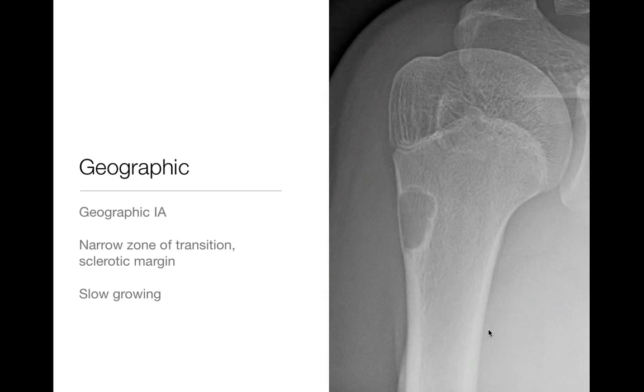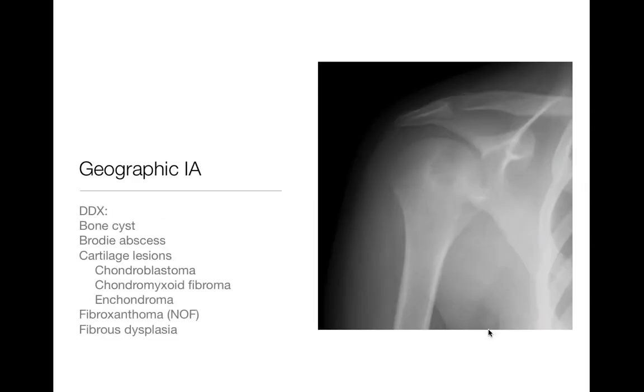So this is a good example we have here in the humerus of a geographic 1A lesion. To properly describe this tumor, we would describe this as a geographic lytic lesion with a narrow zone of transition, a sclerotic margin, which is cortically based in the metaphysis of the proximal humerus. So this is going to be a geographic 1A lesion, and this is a typical appearance of a non-ossifying fibroma. When we describe it as such, we're going to think of pretty much all benign things. A very benign lesion, we can just leave this lesion alone. You don't need to do anything with it.